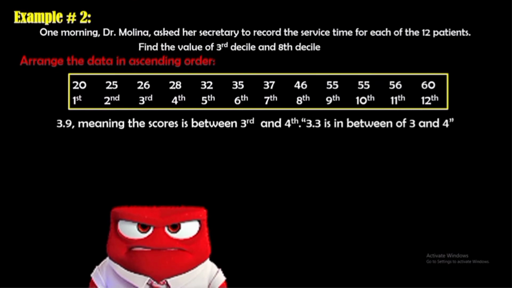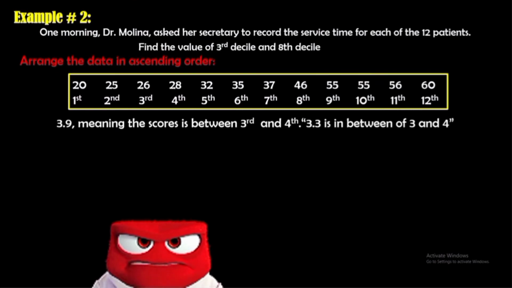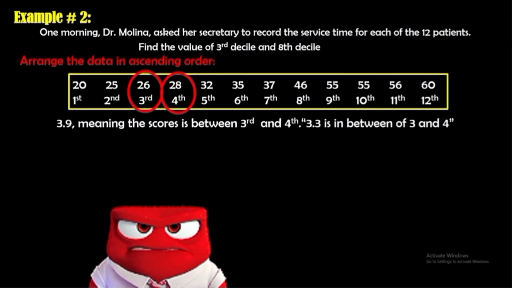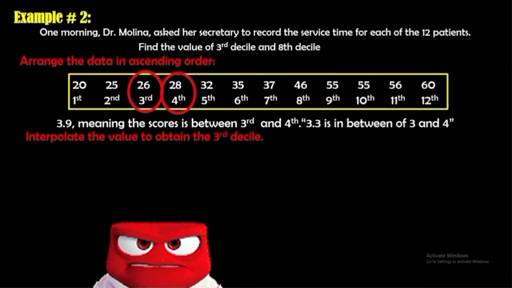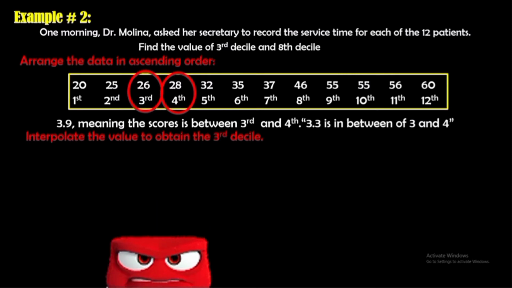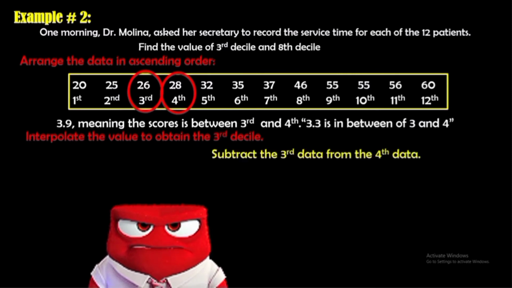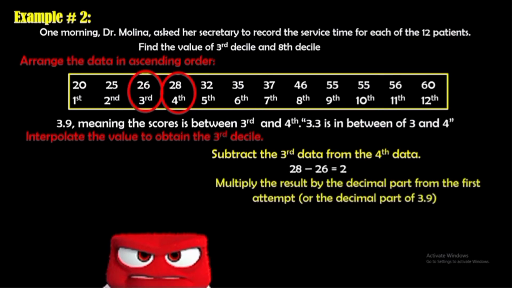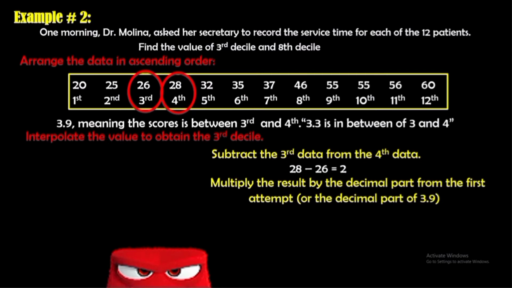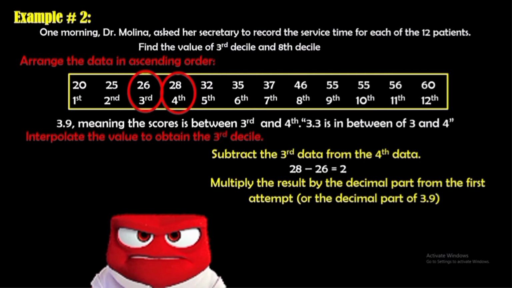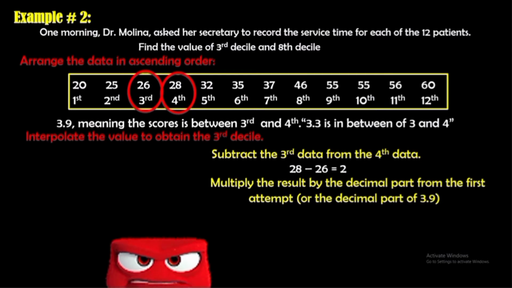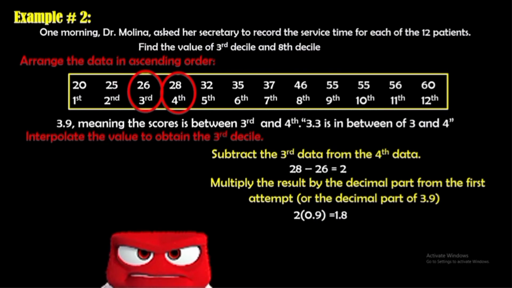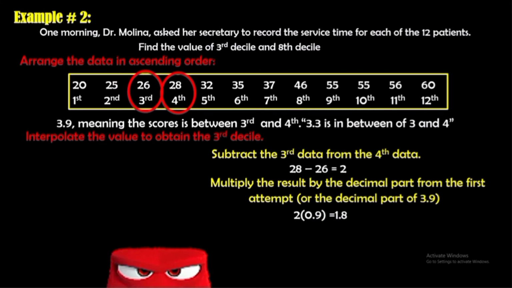3.9, meaning the score is between the third and fourth. 3.9 is in between 3 and 4. Interpolate the value to obtain the third decile. First, subtract the third data from the fourth data. 28 minus 26 is 2. Then multiply the result by the decimal part from the first attempt, or the decimal part of 3.9. 2 multiplied by 0.9 is 1.8.